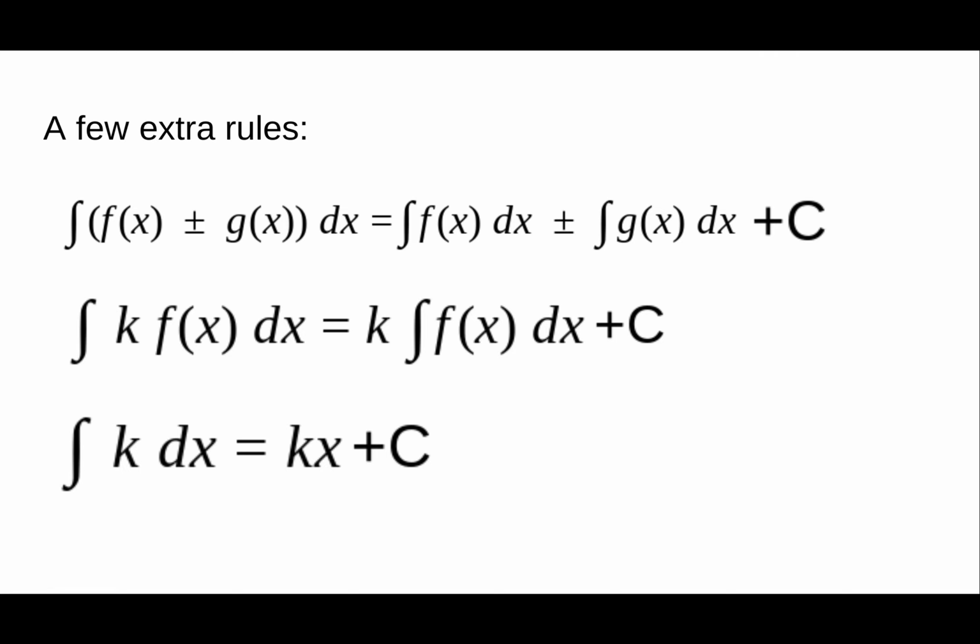So a few extra rules, like taking the derivative of one function plus another. If you want to take the integral of one function plus or minus another function, you can take the integral of each function and add them together. Just remember to add the constant on the end. If you're taking the integral of one function times a constant, it equals the constant times the integral of the function plus the constant that we always need at the end, the plus c. And the integral of a constant is that constant times x plus c.